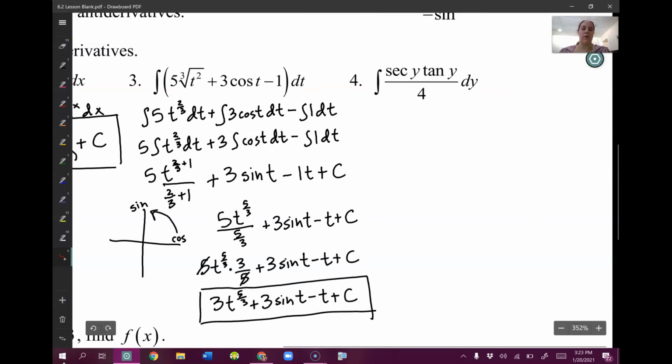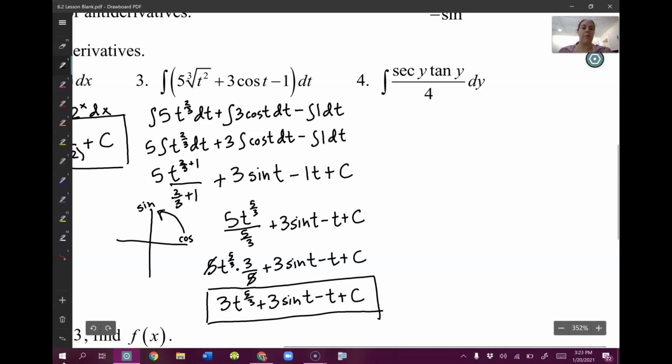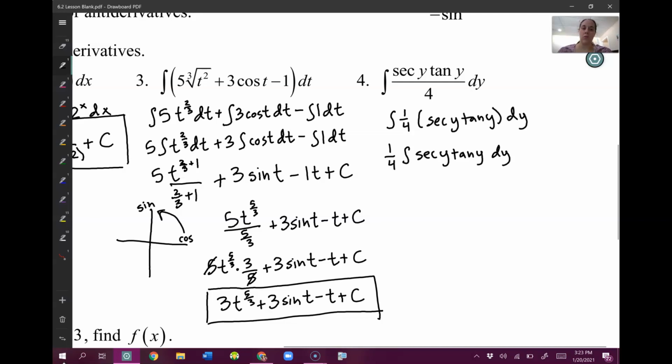Let's try number 4. Now, this number 4, this is actually a 1/4 times secant y tangent y. So that is a scalar multiplication where I can just take that 1/4 out, and then I'm left with my equation, which we can just look at our integral equations that you're going to need to memorize. Secant y tangent y, the integral of that is just secant. And then my constant of integration c.